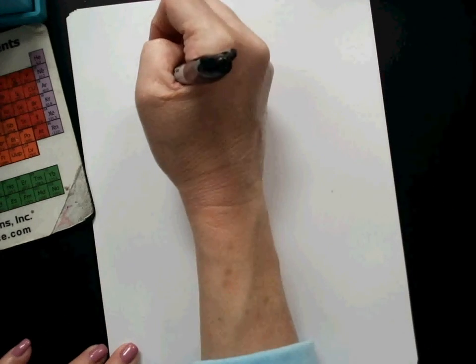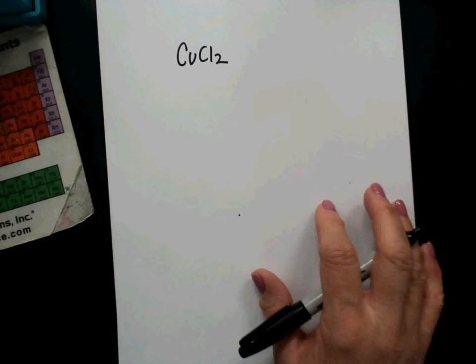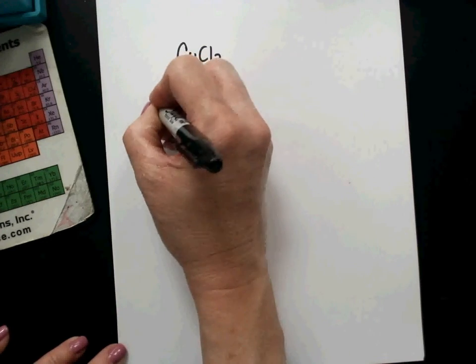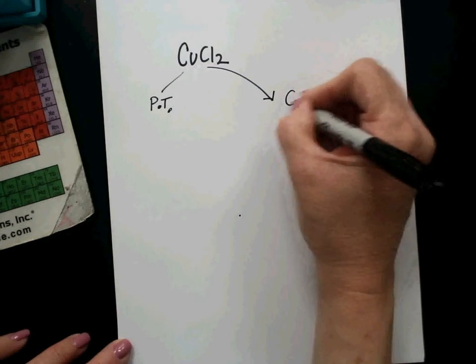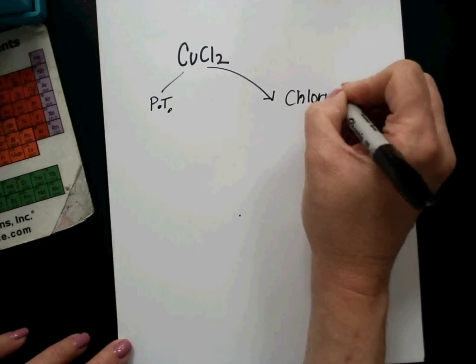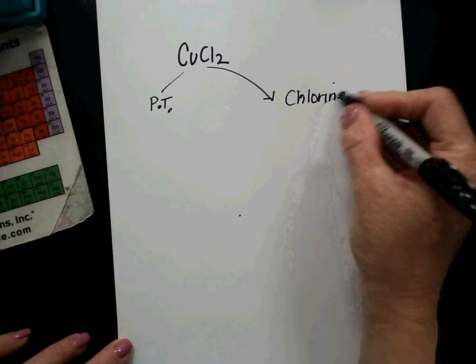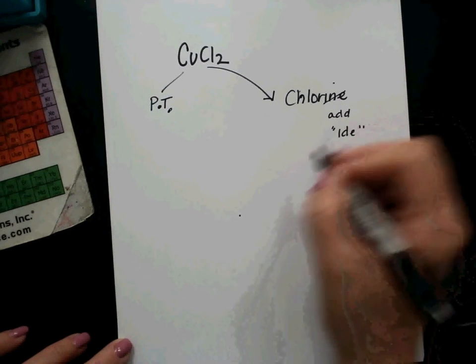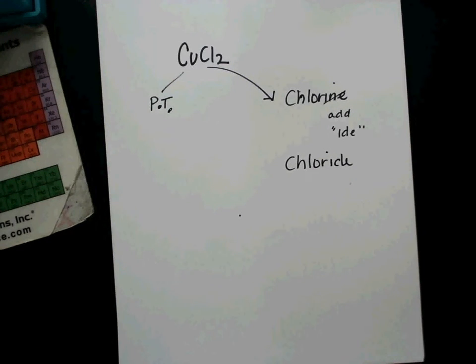Now, the question is, I have this copper chloride, CuCl2, and I have to know how to name it. The name is just what it is off the periodic table. Whatever it says on the periodic table, that's what it is. For the anion, I take the name from the periodic table, I drop the ending, and I add -ide. So I have chloride instead of chlorine.